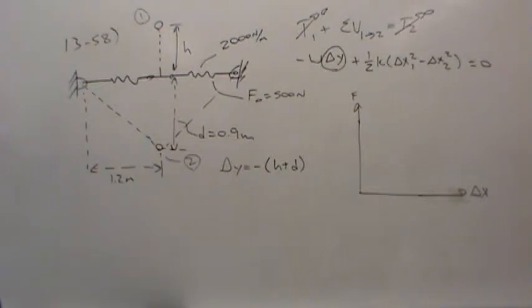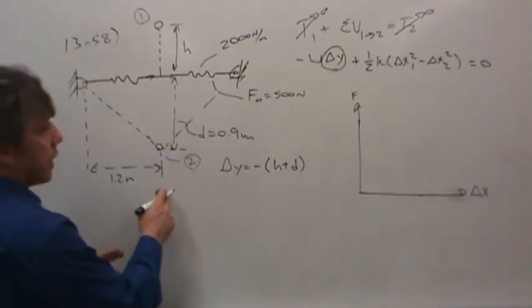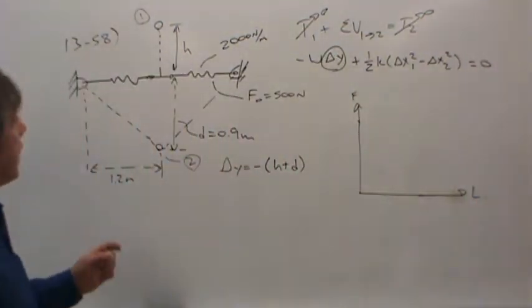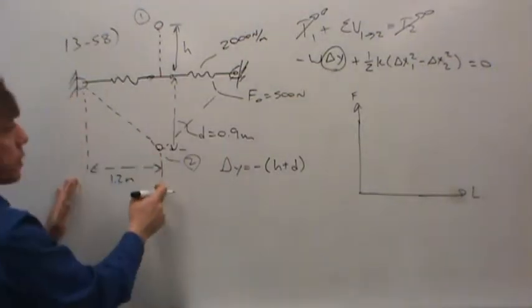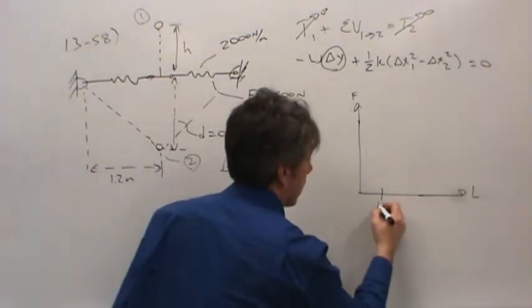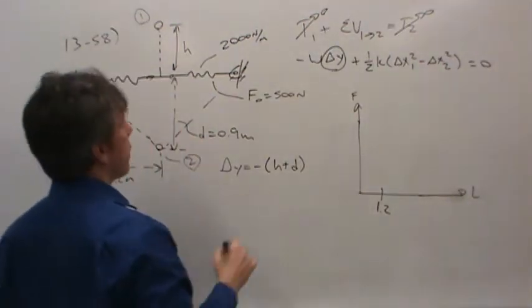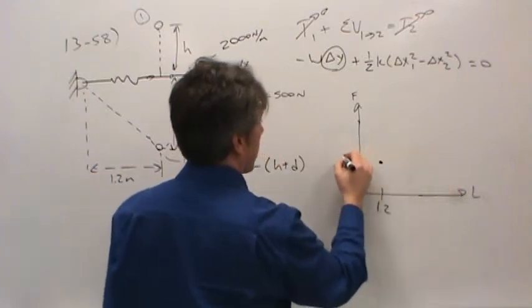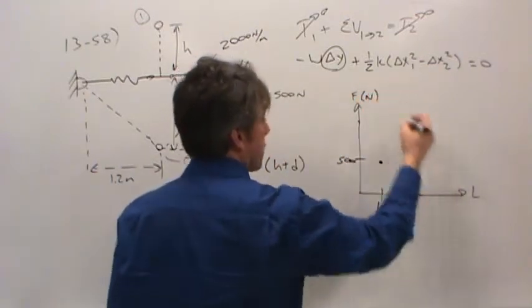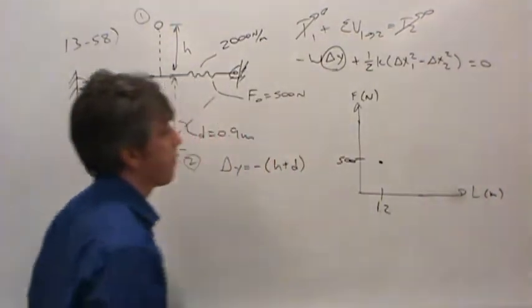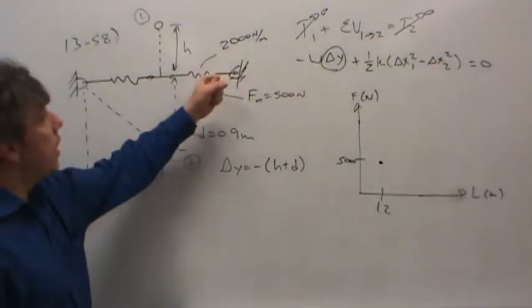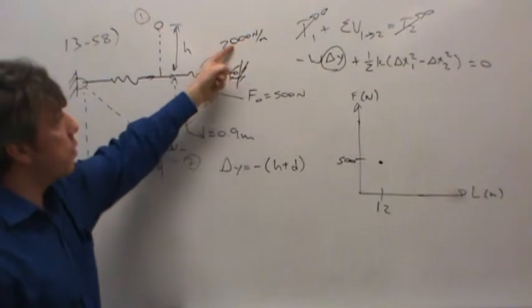But we do know a data point. We know that at a length, in fact, let me do it this way. Instead of delta x, let me plot this versus length. At a length of 1.2 meters, we know that the force in the spring is 500 newtons. Put that here. So the units are newtons and meters. Okay? Now, the other thing we know is that the spring constant K is 2,000 newtons per meter.